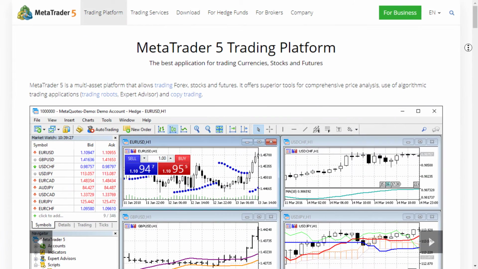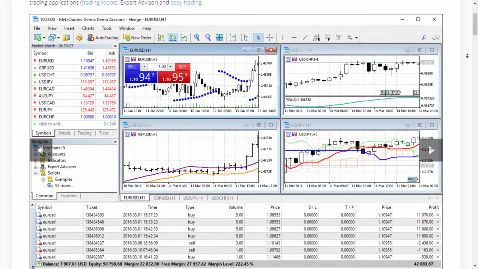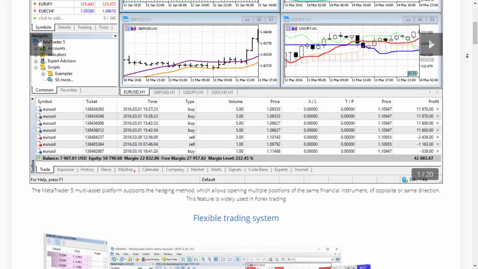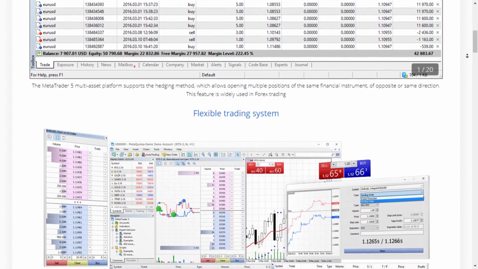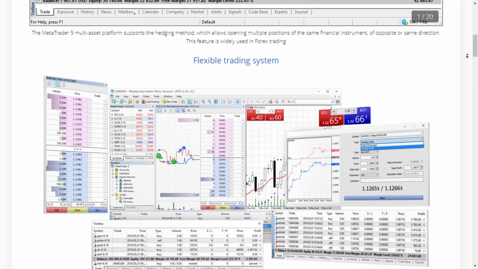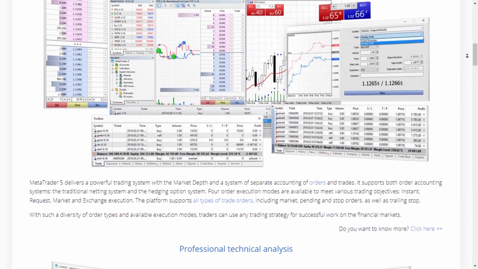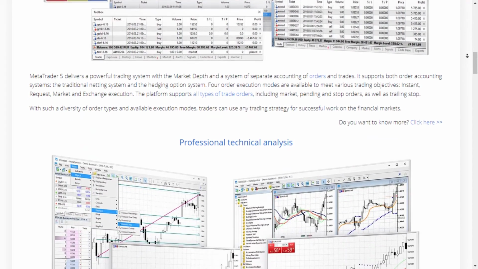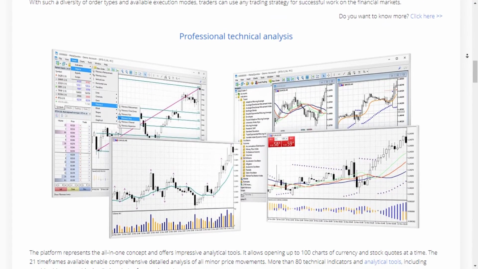MetaTrader 5 is a multi-asset trading platform that provides access to a wide range of financial markets, including forex, stocks, futures, and options. It's used by millions of traders around the world and is highly regarded for its reliability and security. The platform provides a comprehensive set of tools for charting, technical analysis, and algorithmic trading.